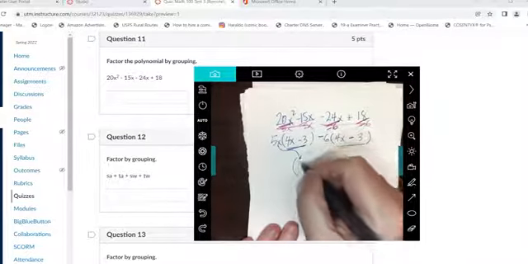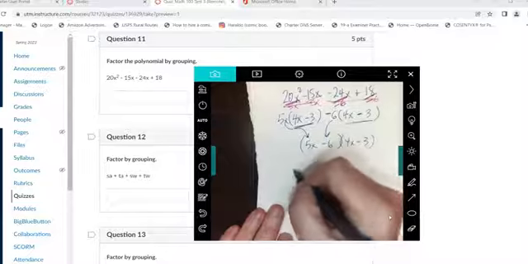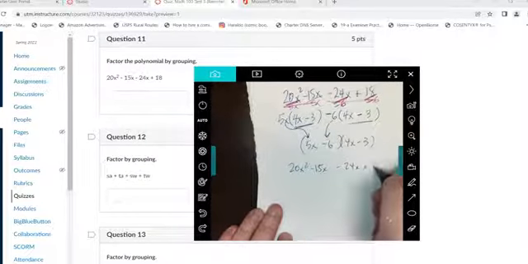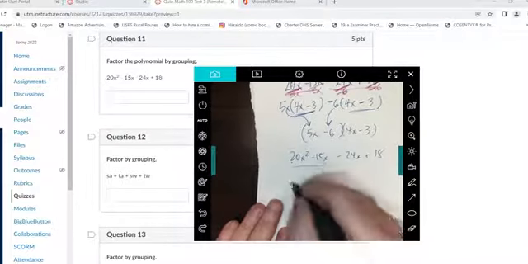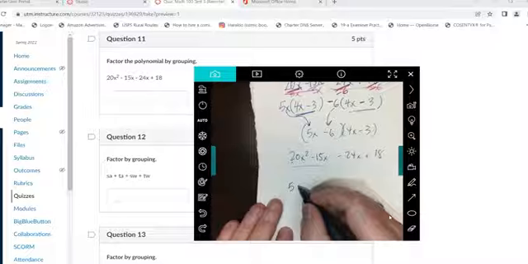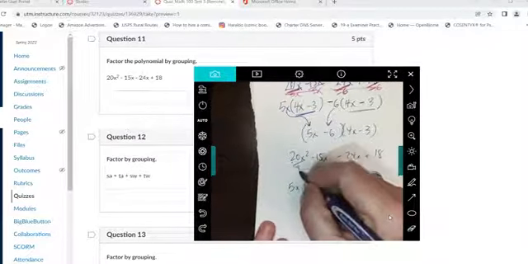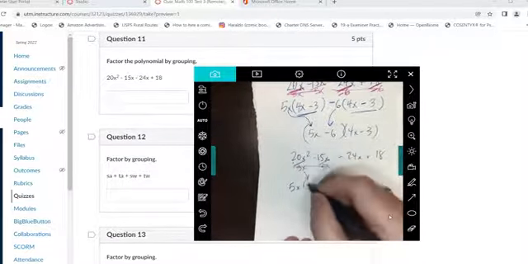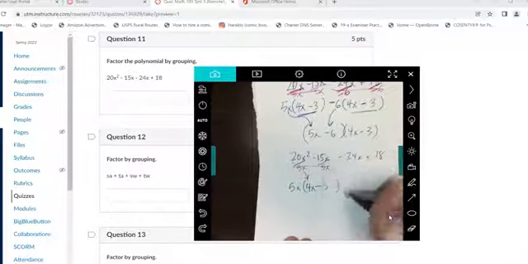And what goes in there? 5x minus 6. Okay. You didn't have to do that second term first. You could have done this one first. And notice that the numbers have a 5 in common and the letters have an x in common. And then divide each term by 5x to get what goes inside here. And so 20 divided by 5 is 4. One of the x's is gone, then minus 3.